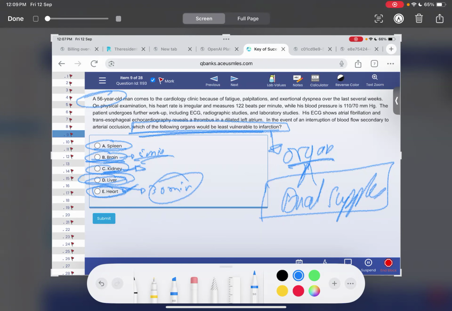Sorry, the portal vein also supplies the liver. Yes, the portal vein, the most important thing. Perfect. I forgot that, sir. What about the spleen?